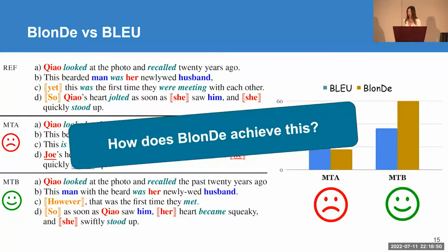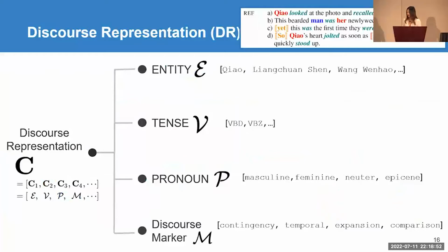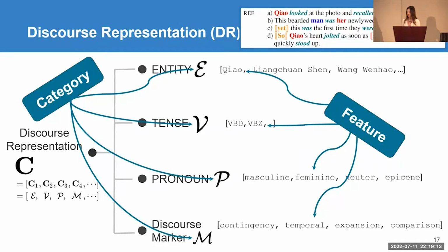So how does BlonDe treat this? BlonDe takes into account discourse phenomena in a super simple yet effective way. We define something called discourse representation, which is literally the concatenation of different discourse phenomena, namely entity, tense, pronoun, and discourse marker. We refer to those discourse phenomena as categories, and each discourse category has separate features.